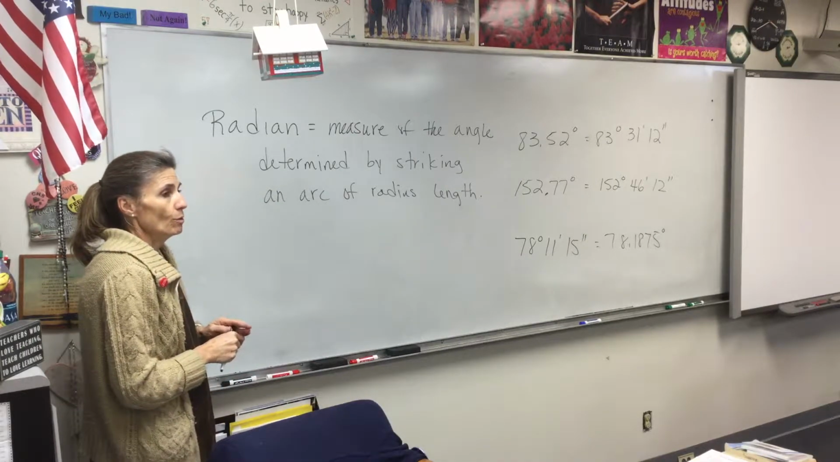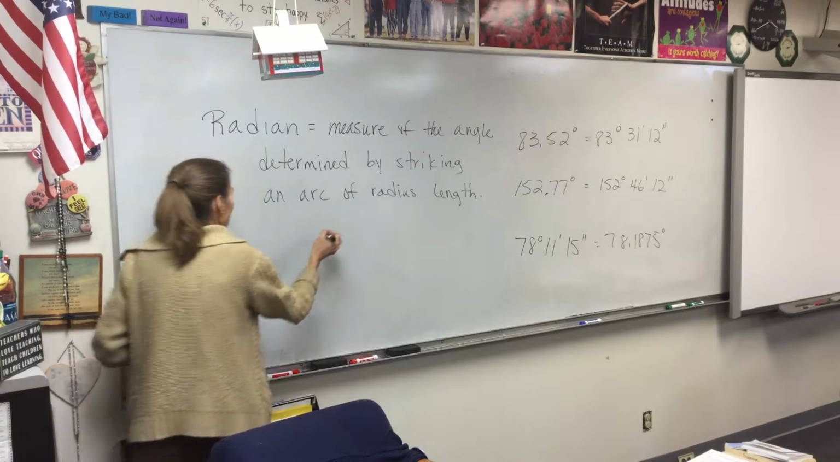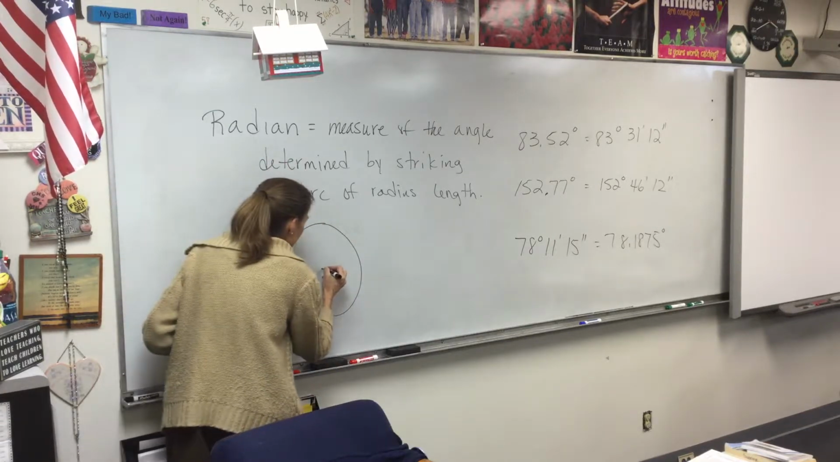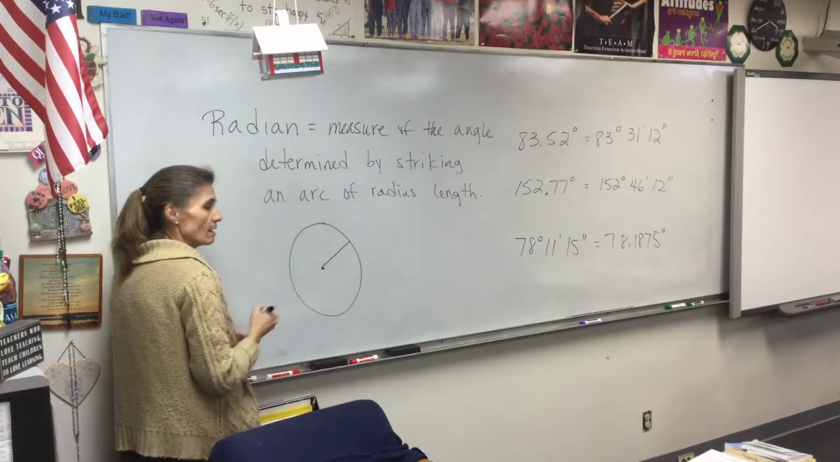Now, what does that mean? Well, here's my circle. Let's say that circle has a radius of 5.